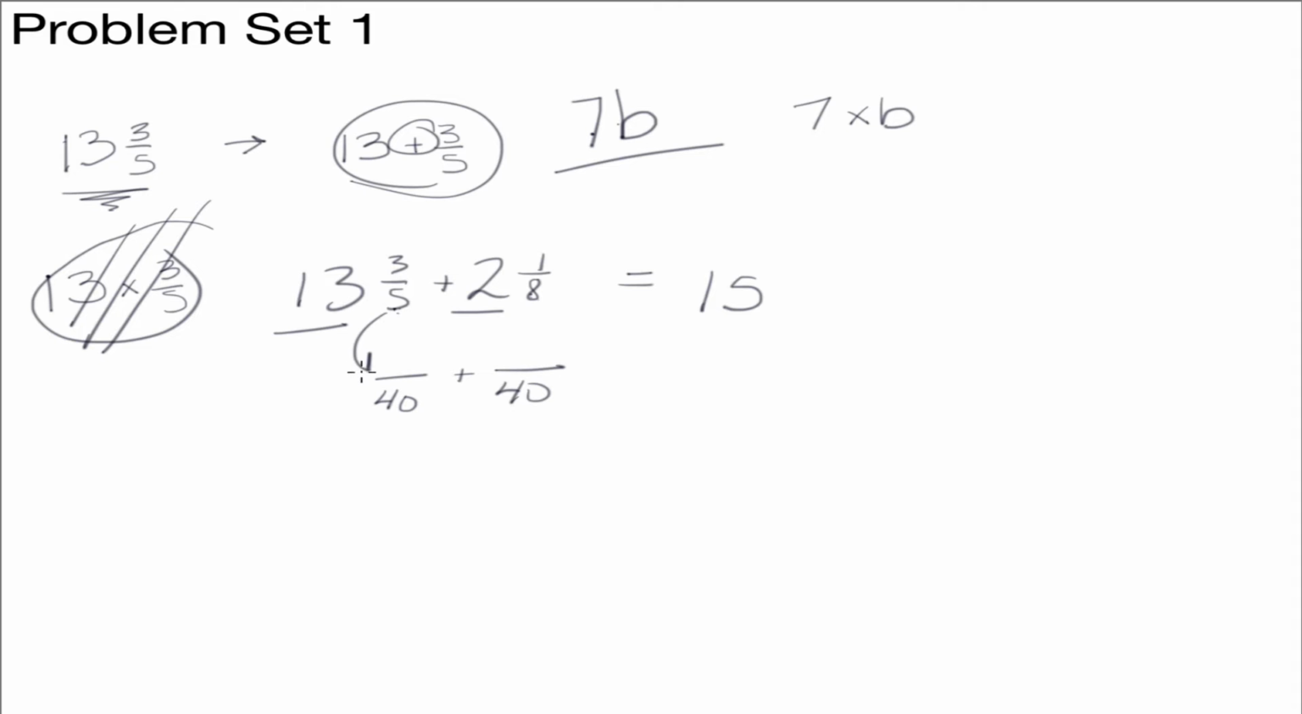So 5 times what is 40? It's 8. We multiply that. 3 times 8 is 24. 8 times what is 40? It's 5. 1 times 5 is 5. So the fractional part of the answer is 29 over 40. So then we could just bring this up here. So it's 15 and 29 over 40.